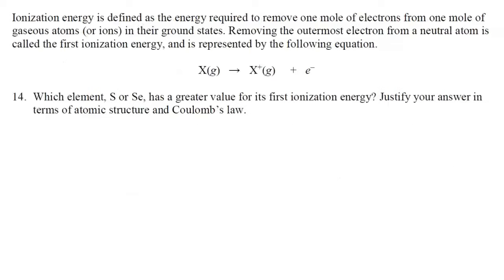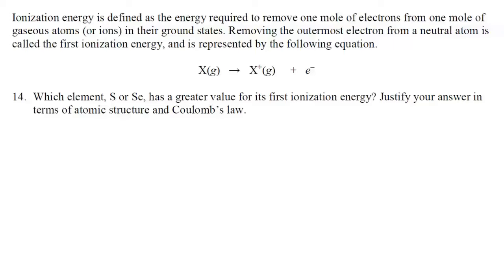All right, question 14. Ionization energy is defined as the energy required to remove 1 mole of electrons from 1 mole of gaseous atoms or ions in their ground states. Removing the outermost electron from a neutral atom is called the first ionization energy and is represented by the following equation. Which element, sulfur or selenium, has a greater value for its first ionization energy? Justify your answer in terms of atomic structure and Coulomb's law.